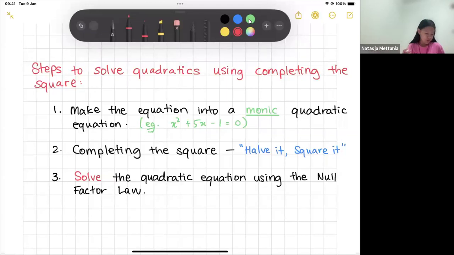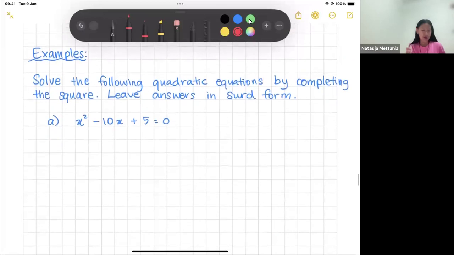Okay, so let's go to our example. Example number 1. Solve the following quadratic equations by completing the square. Leave answers in surd form or leave it in square roots. My first question here is x squared minus 10x plus 5 equals 0. Okay, now our first step was to make sure that the equation is monic. Is it monic in this question? Yes, because the number in front of the x squared is just 1. There's an invisible 1 there, mind you. Okay, so step number 1 is done.